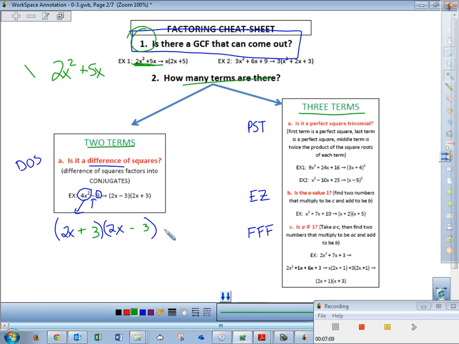These are called conjugates because it's like the exact same set of parentheses with different signs. You heard that word before? Conjugates? Okay? That's the only thing you can do with 2 terms. If there's 3 terms, you should work your way down the list.